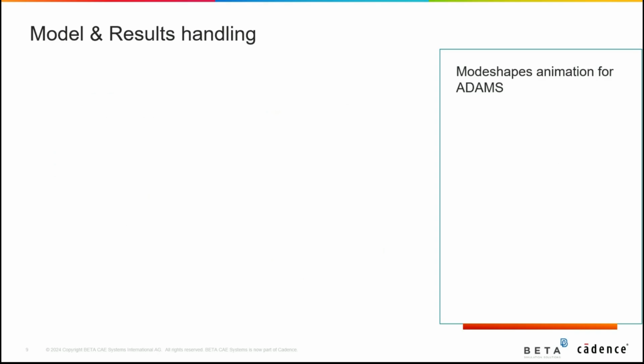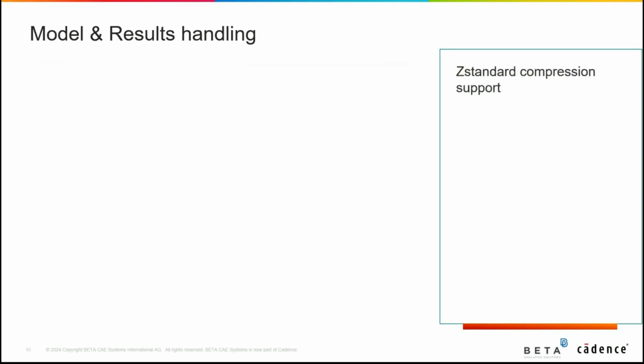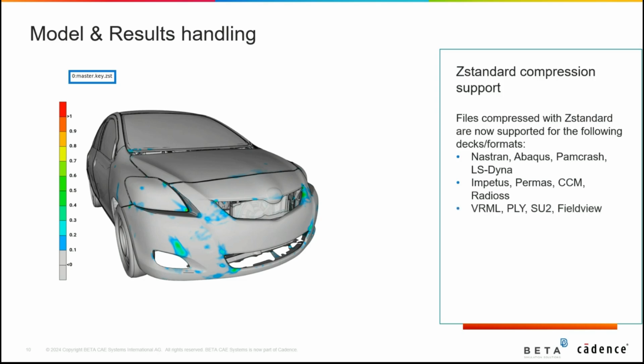For Atoms, it is now possible to animate eigenmodes as calculated during normal modes analysis. Files compressed with Z-standard can now be read in Meta. The supported formats are the following: Nastran, Abaqus, Pamcrash, LS-DYNA, Impetus, Permas, CCM, Radioss, VRML, POY, SU2, and FieldView.